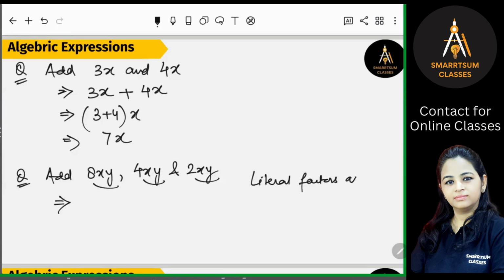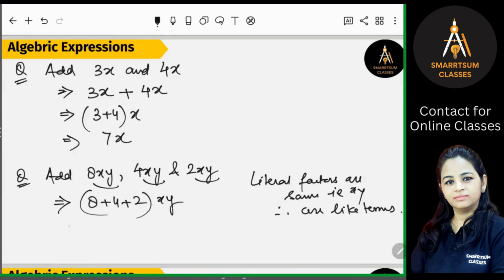Literal factors are same. That is xy. So therefore they are like terms, right? Since they're like terms, we can simply add their numerical values. So can I write it as 8 plus 4 plus 2 xy? So this is equal to 14 xy.